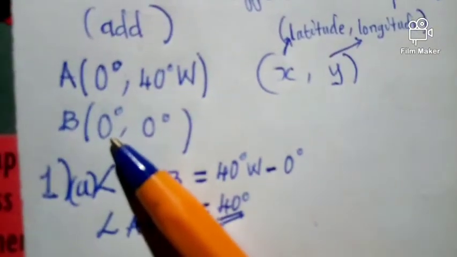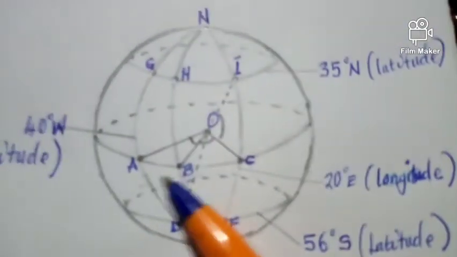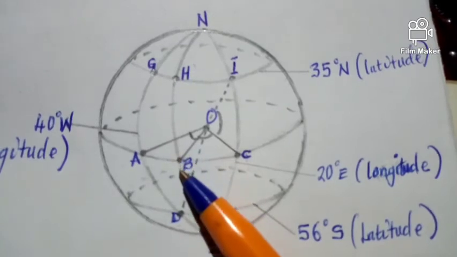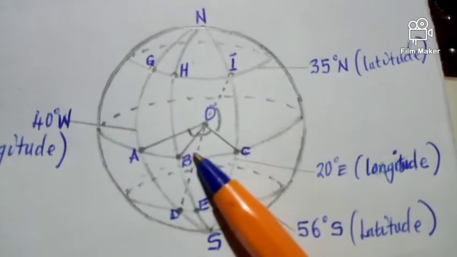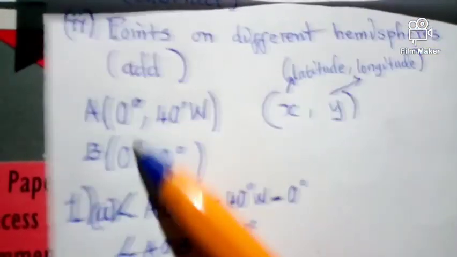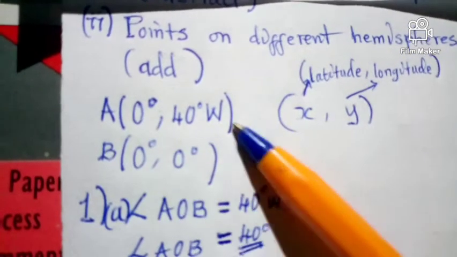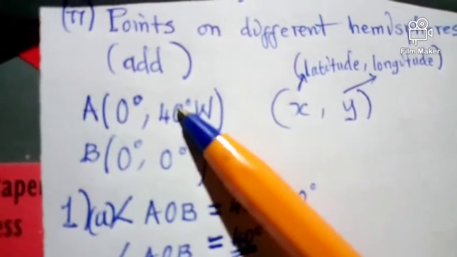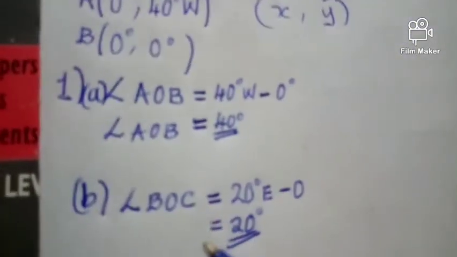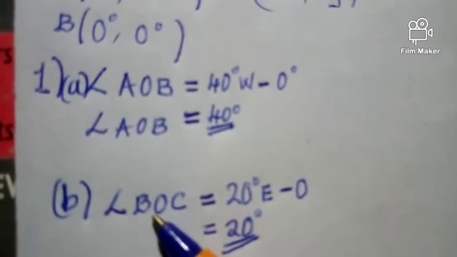Then point B is on 0 degrees, 0 degrees. Remember that point B, it lies, longitude is 0, latitude is 0. So that's why both points are 0, 0. Okay. Then the difference now, this one is automatically 0. So we are finding the difference in terms of longitude, 40 minus 0, which is 40 degrees. Then we have the second question where we are finding angle BOC.